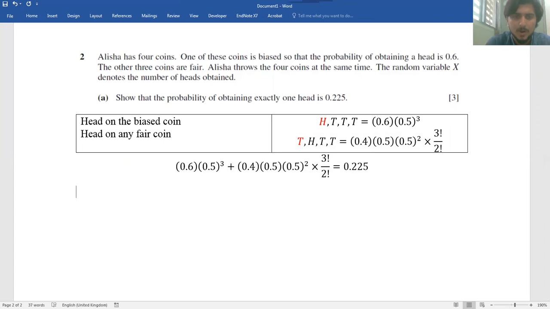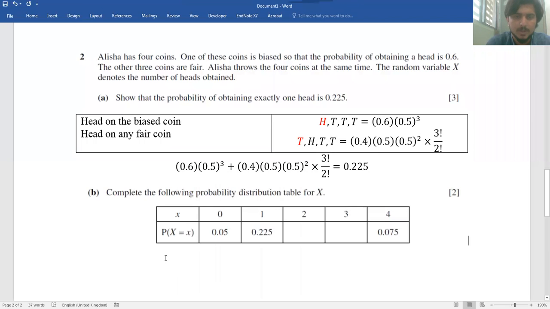Okay, moving on to part B of question number 2. Complete the following probability distribution table. The question has already given us the one head, which we have added. What about 3 heads? How do we get 3 heads? What is the possibility of getting 3 heads or 2 heads? If we start with 2 heads, we can calculate 2 heads first. And we need to find 2 heads and 3 heads.